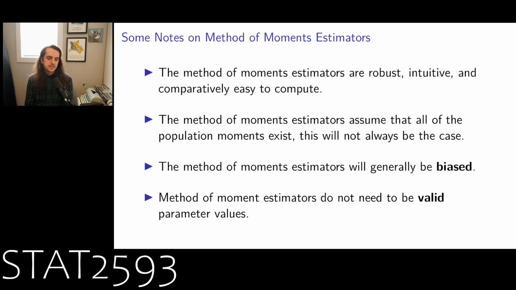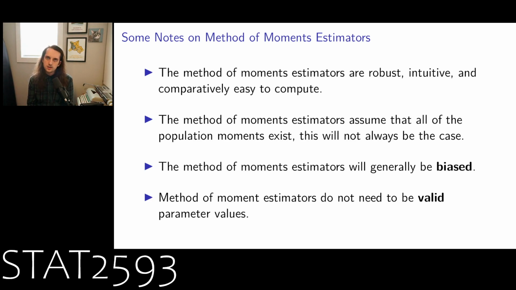Now, the last point here is that the method of moments estimators do not need to be valid parameter values. And what do I mean by this? Well, if you think about something like the variance, right? We know that the variance has to be greater than 0, right? And the way that we compute the sample variance, generally speaking, is that we're always going to get something that's greater than or equal to 0, right? And so there's this range of valid parameter values, and an estimator, we hope, preserves that range of parameter values. It's not generally going to be the case that this happens in method of moments estimators.